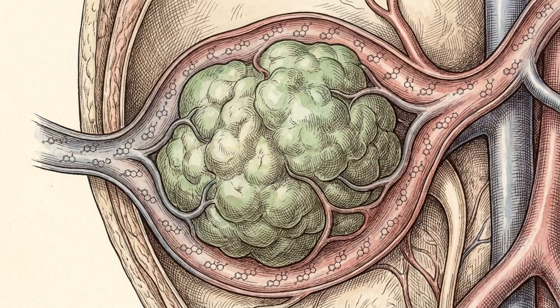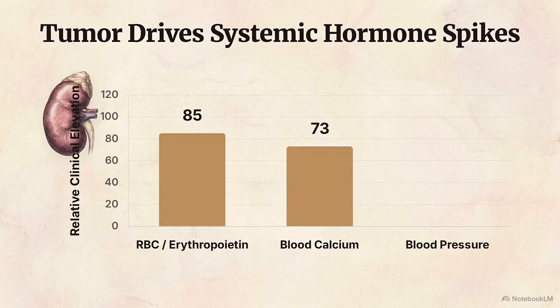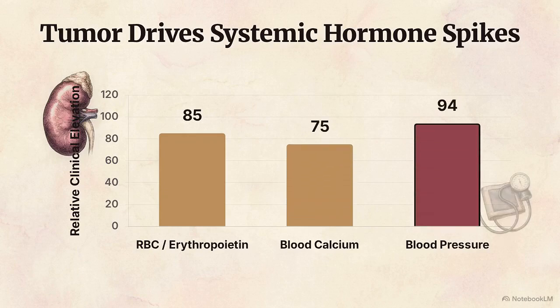This tumor is also hormonally active, driving extrarenal paraneoplastic syndromes. Ectopic production of erythropoietin drives polycythemia, while other hormone-like substances can cause severe hypercalcemia and hypertension.